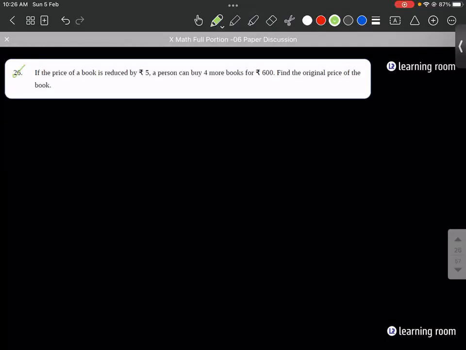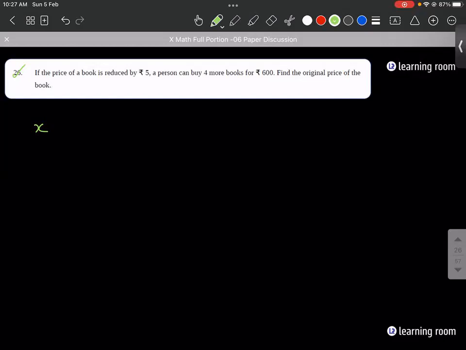26th. If the price of a book is reduced by rupees 5, a person can buy 4 more books for 600. Find the original price of the book. So let the original price of the book be X. That person is buying books for 600 rupees. If the price was less by 5 rupees, 4 more books could have been bought. So how do you frame the equation?